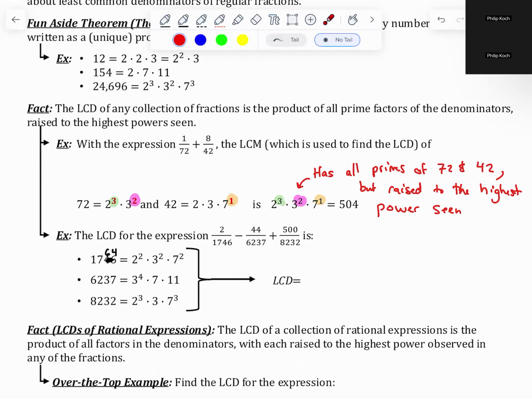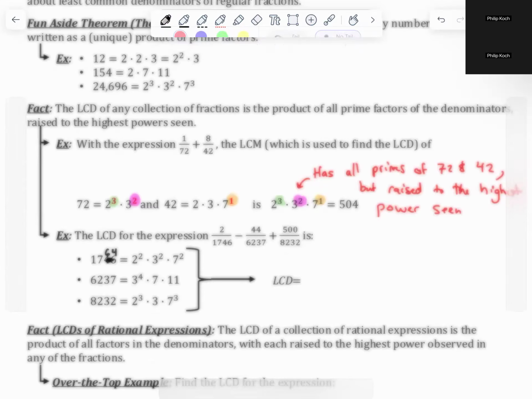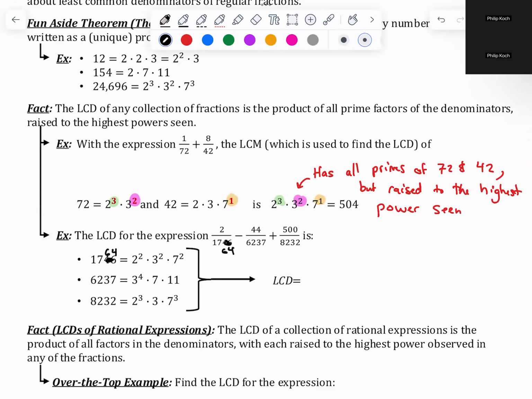1,764, not 46, that was a typo, is 2 squared times 3 squared times 7 squared. 6,237 is 3 to the 4th times 7 times 11. And 8,232 is 2 cubed times 3 times 7 cubed. So the LCD should have all the prime factors. So it should have a 2 times a 3 times a 7 times an 11.